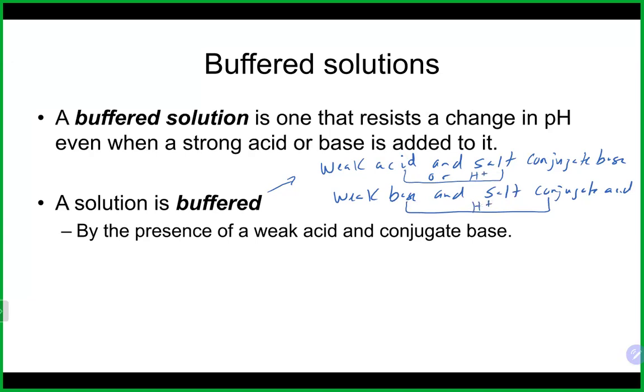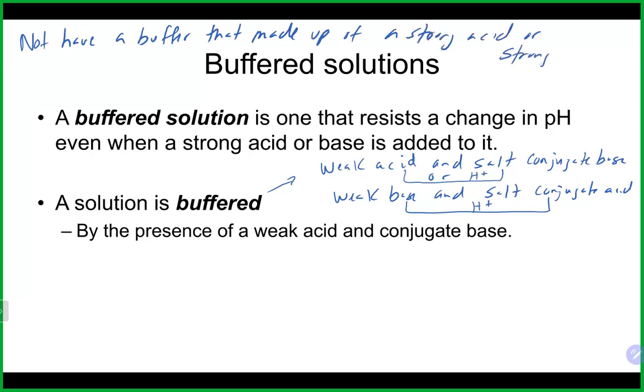There will also be some other ion as well, like a potassium or a sodium, but it's not important. You cannot have a buffer that is made up of a strong acid or a strong base. There's no possible way that you can make a functioning buffer out of a strong acid or strong base. It has to be a weak acid or weak base.